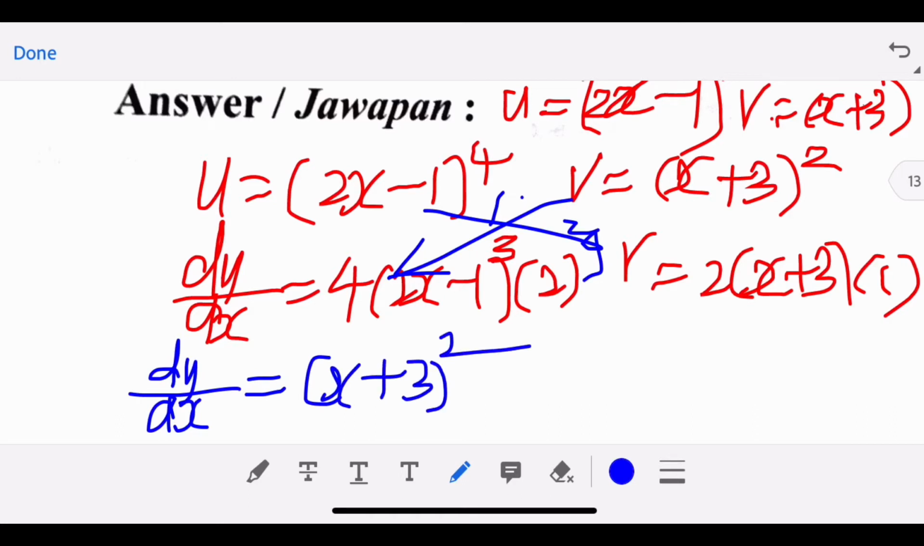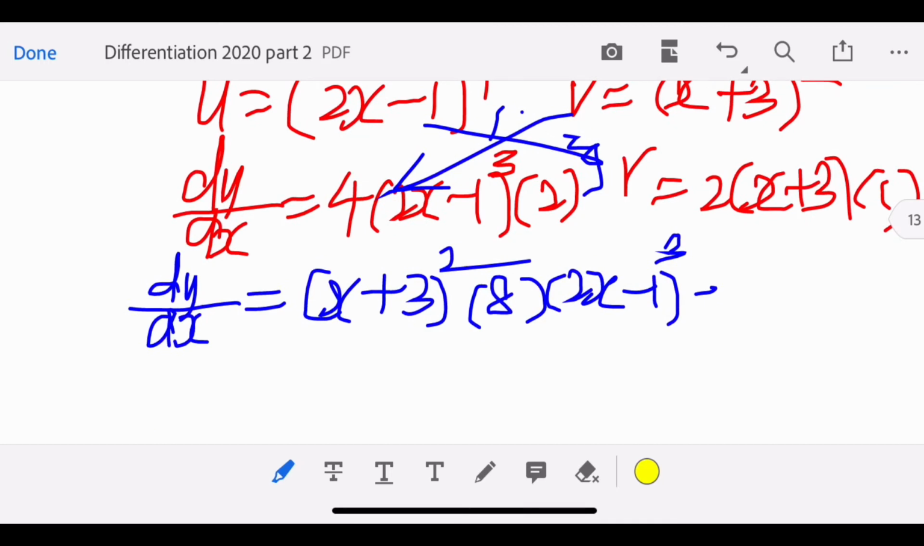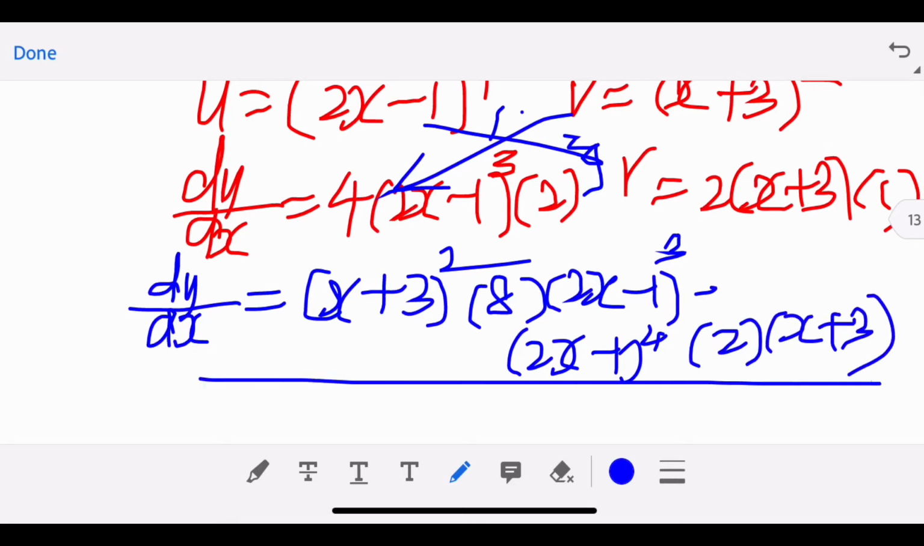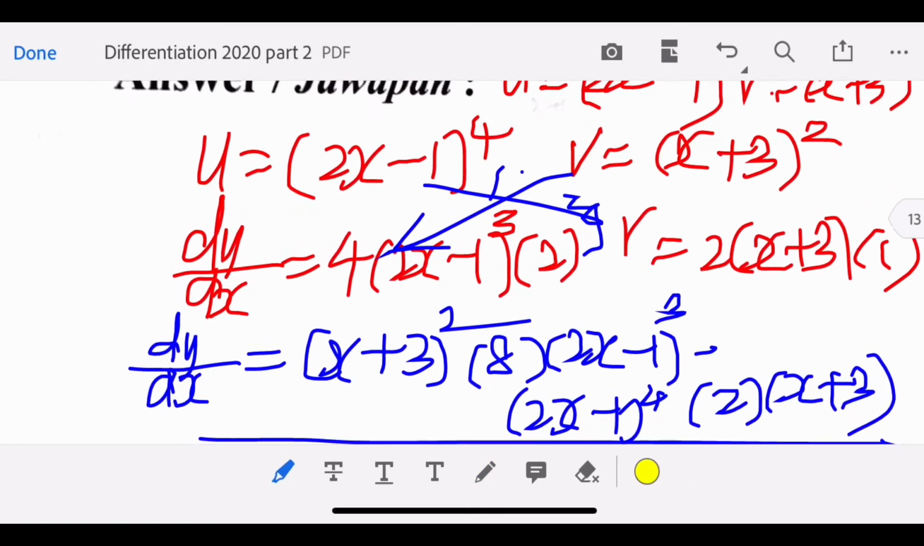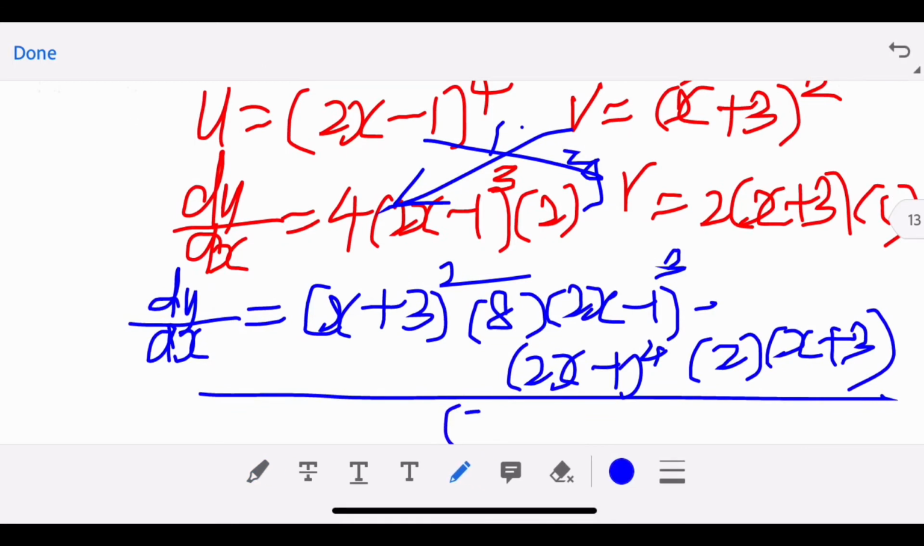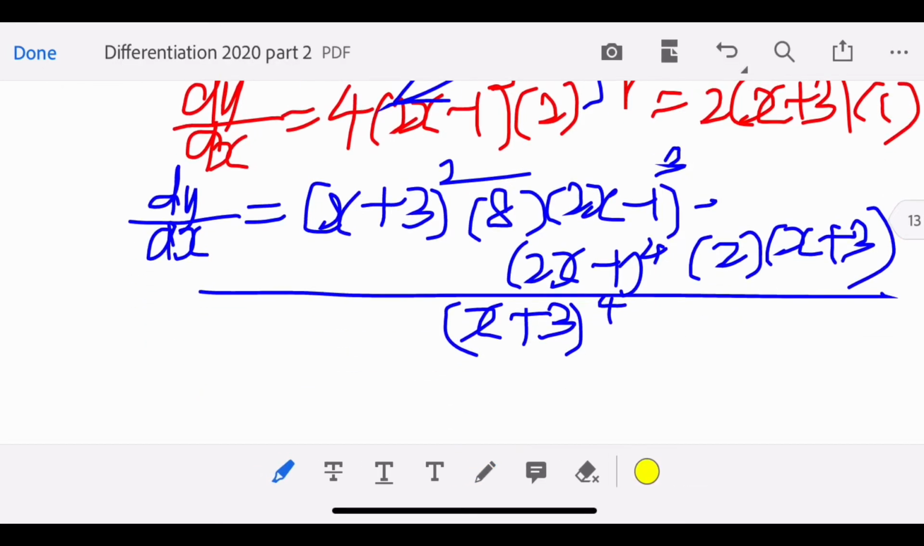Okay, so we will take (x plus 3) squared times the 8, (2x minus 1) to the power of 3. Okay, then we will minus the u, which is (2x minus 1) to the power of 4, and times the 2 times (x plus 3), right? Okay, then over the v squared, right? Okay, so now we will just write (x minus 3) squared, right?